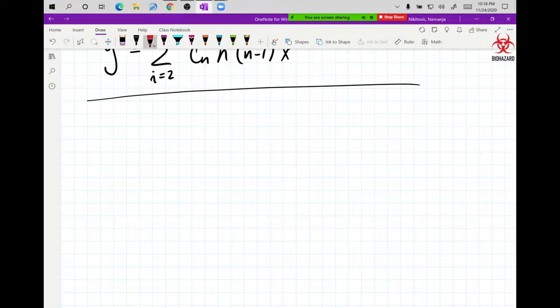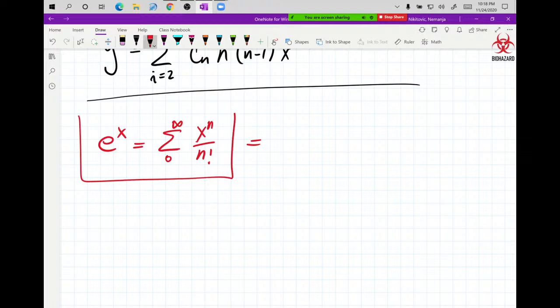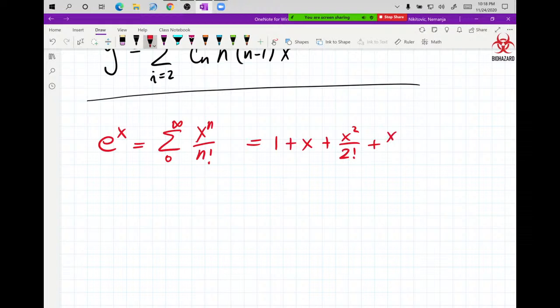Here, let's go blood red over here. e to the x, which is the summation of x to the n over n factorial from 0 to infinity. Now, if you want to write it out, this is the important bit. You need to be able to write this as a polynomial of 1 plus x plus x squared over 2 factorial, which is 2, plus x cubed over 3 factorial, which is 6, plus, right?